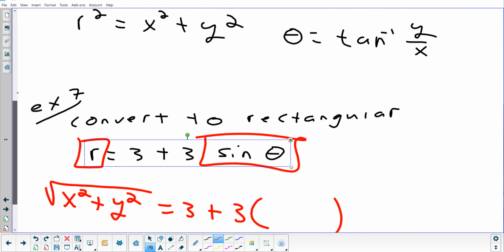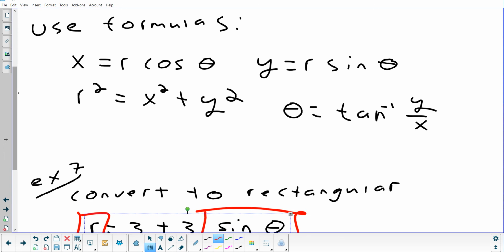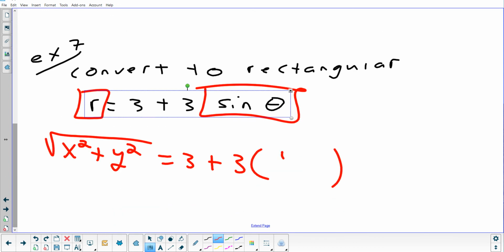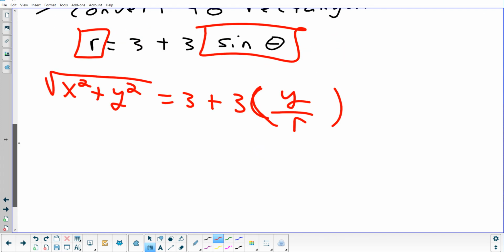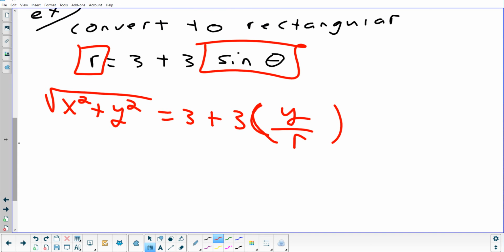Now we have to get rid of sine theta. Well, you don't have much of a choice about what formula you're going to use to do that. What is sine theta equal to? Y divided by r. So we can get rid of the sine theta. But now we have one more thing we have to get rid of, which is that r. So we already know what r equals. I think what I'm going to do here, I want to clean that up before we get rid of that r. I don't really want to have a fraction like that.